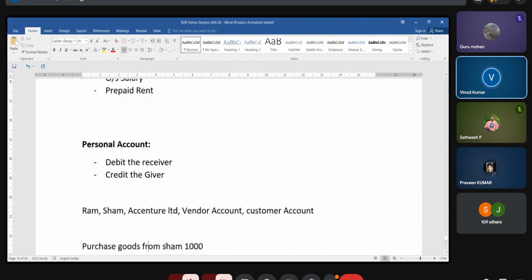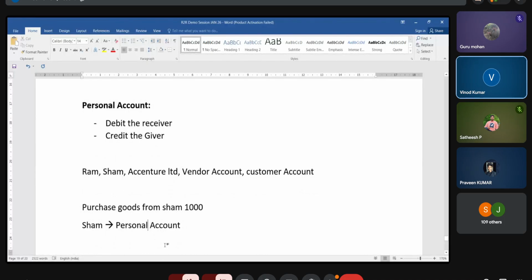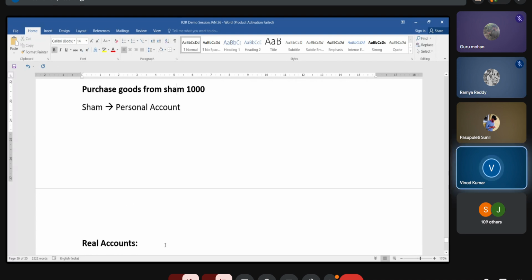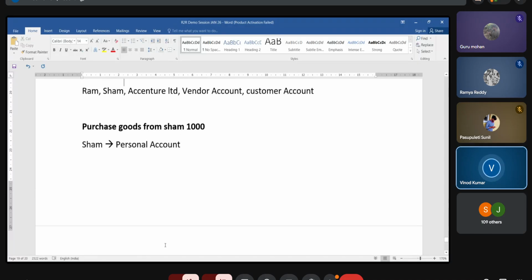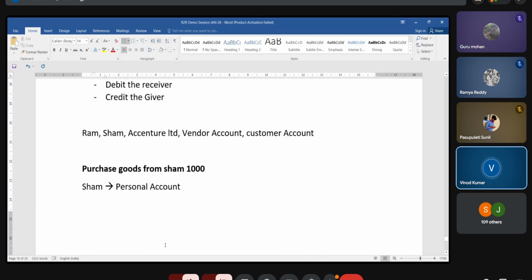An example: purchase of goods from Sham. Is Sham a representative, natural, or artificial personal account, guys? Natural. So here, one aspect of the account is Sham. We are using the personal account, so Sham is a personal account. What is the rule we are applying? Debit the receiver, credit the giver. Sham is giving, so we need to credit Sham. Okay, understand, guys? Is it clear?